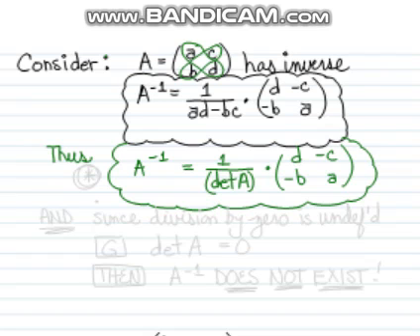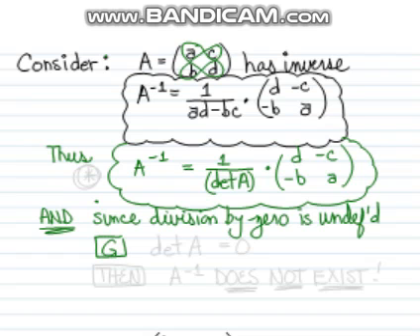Now here's an important thing for you to remember. Since division by 0 is undefined, because of that, if you're given that the determinant of A is equal to 0, then you know something about the inverse. A inverse does not exist.